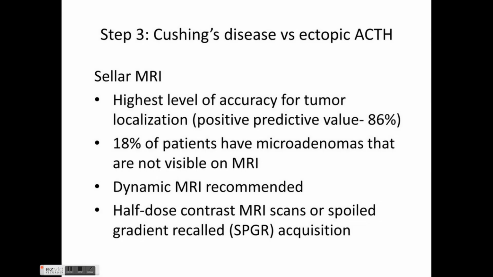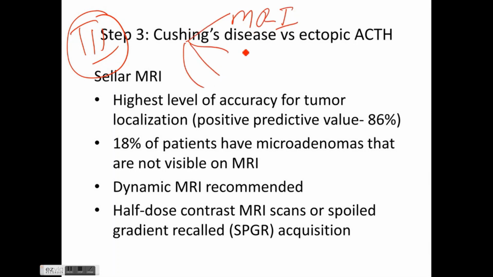Now, coming to the last step, how to differentiate between Cushing disease and ectopic ACTH. For that, we will have 4 tests. The first thing is the sellar MRI, which is the best. We'll have the bilateral inferior petrosal sinus sampling. We'll have the high dose dexamethasone suppression test. And lastly, we'll have the CRH stimulation test.